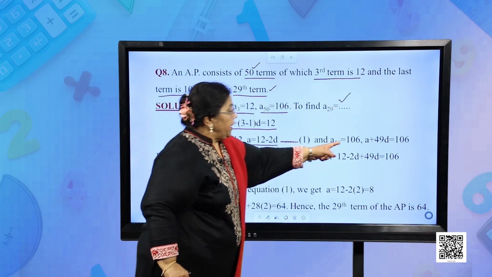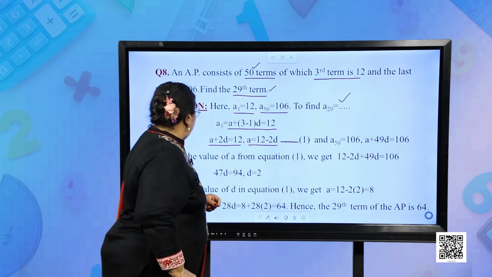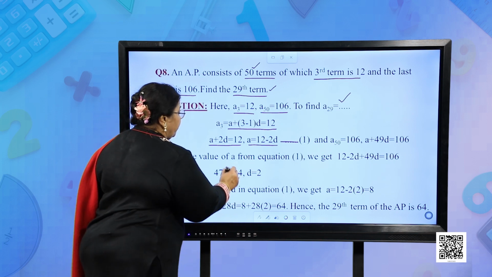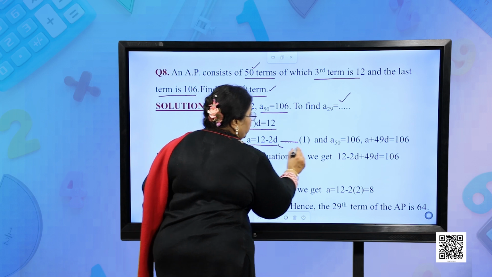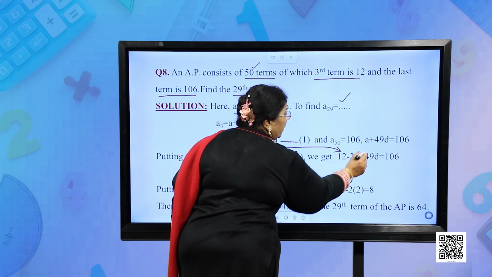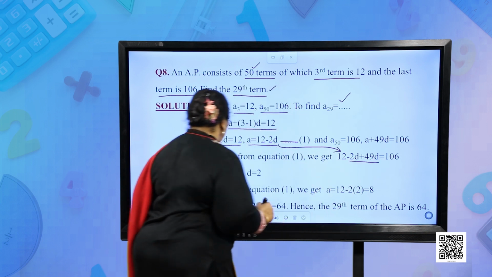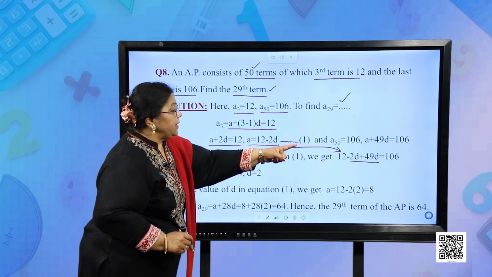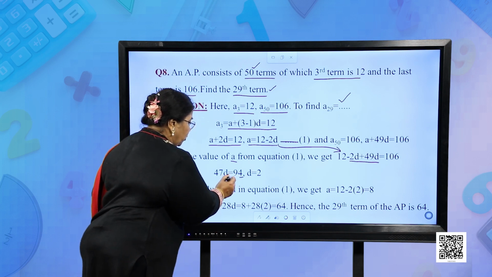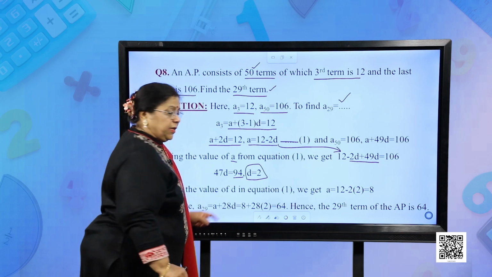So, A50 is 106 means A plus 49D is equal to 106. Putting the value of A from the first equation in this equation, A is equal to 12 minus 2D, plus 49D is equal to 106. What is 49D minus 2D? 47D. So, we get 47D is equal to 106 minus 12, that gives me 94, and thus the value of D is 2. I hope it is clear.